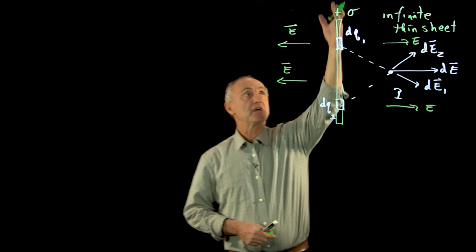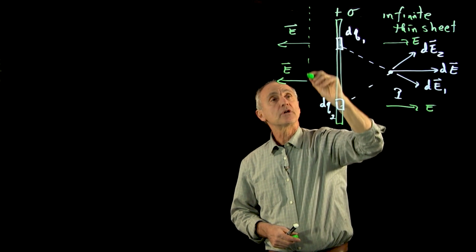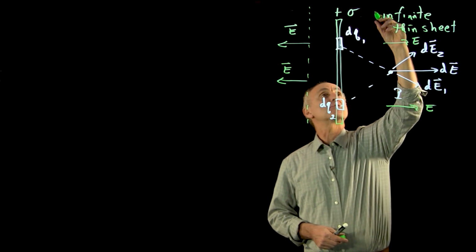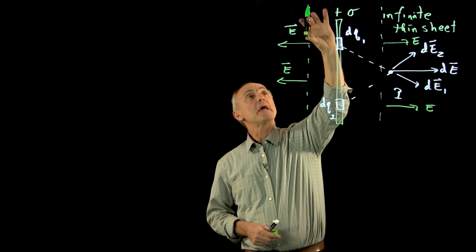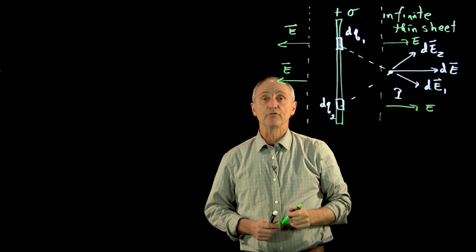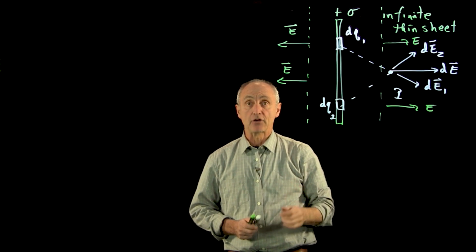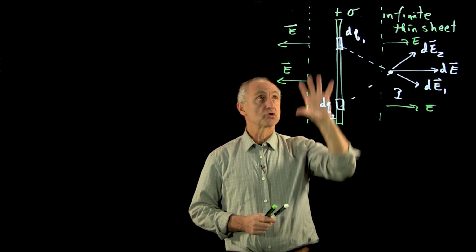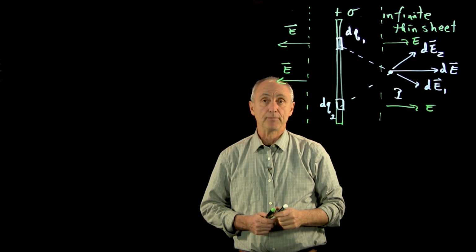And this is because the sheet is infinite. We also expect that if we took some line that's parallel to the sheet, the electric field magnitude along these lines would be uniform. And that will help us decide how to choose our Gaussian surface. So this is what we expect from the symmetry of an infinite sheet.